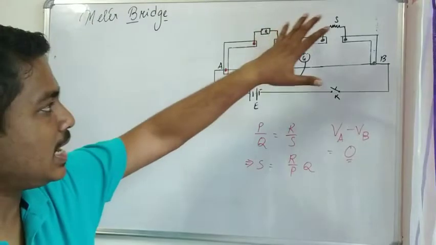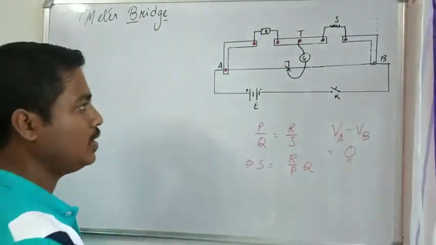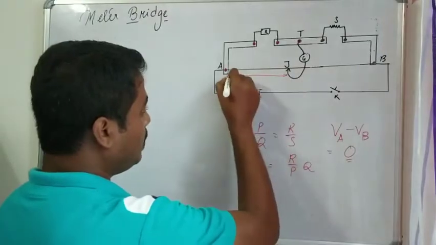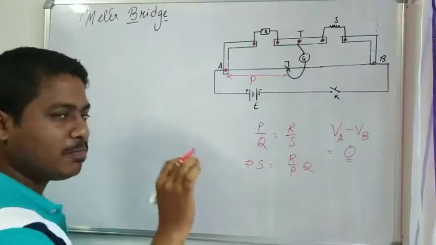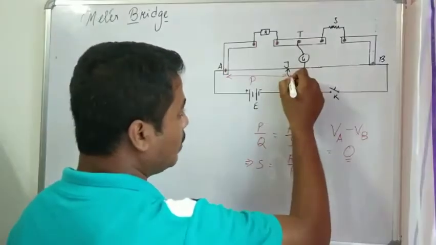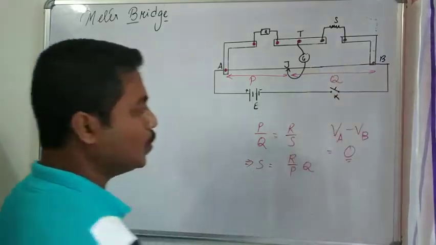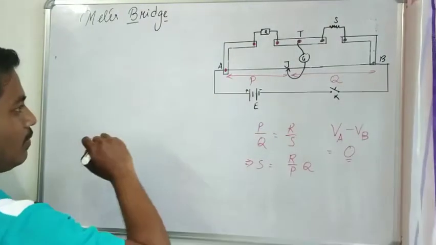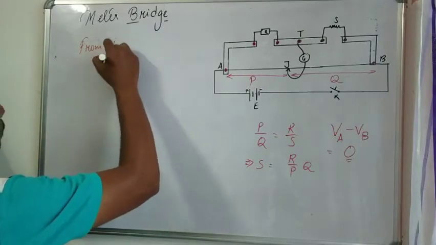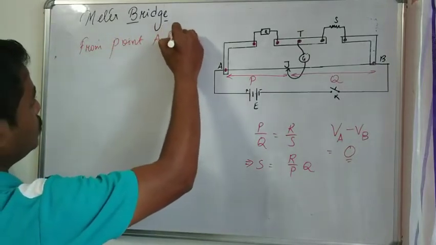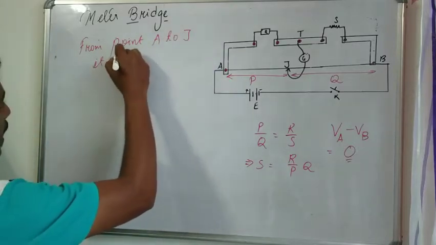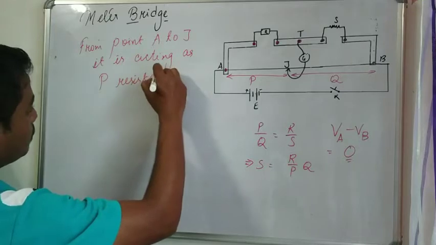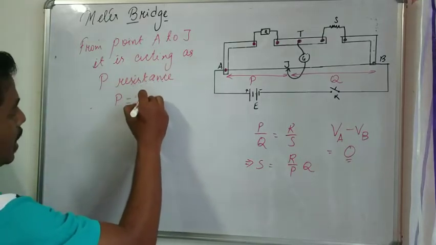Now we have R and S here, but where are your P and Q? Suppose you get the balancing point at the point J. From the point A to the point J, this part behaves as a resistance P, with resistance per unit length of the wire. Then from J to B, this part behaves as a resistance Q. So this will be P and the other part will be Q. Now according to the Wheatstone bridge principle, we have considered that from point A to J it acts as resistance P, therefore P is equal to R into L.